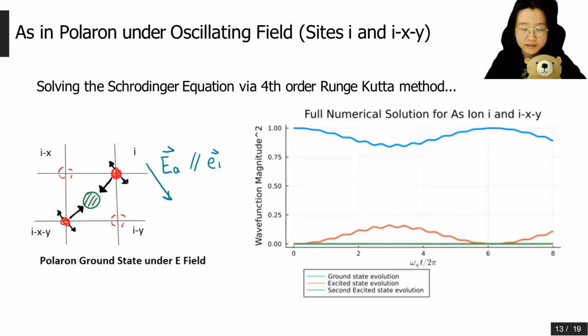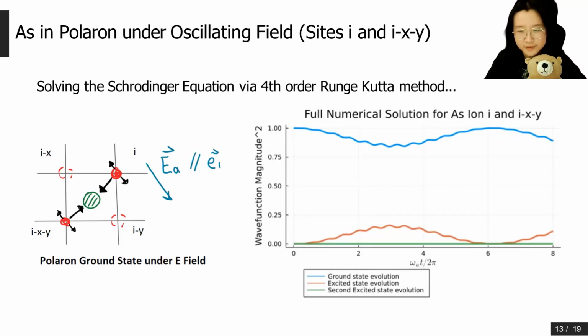The wave function magnitude squared captures the probability of finding the arsenic in this state, and the horizontal axis is time, normalized such that 1 means 1 period of the laser oscillation. As we started, the system is fully in its ground state, indicated by the blue curve, and the probability for it to be in the first excited state, indicated by the orange curve, increases to almost 20% after 3 periods of the laser oscillation.